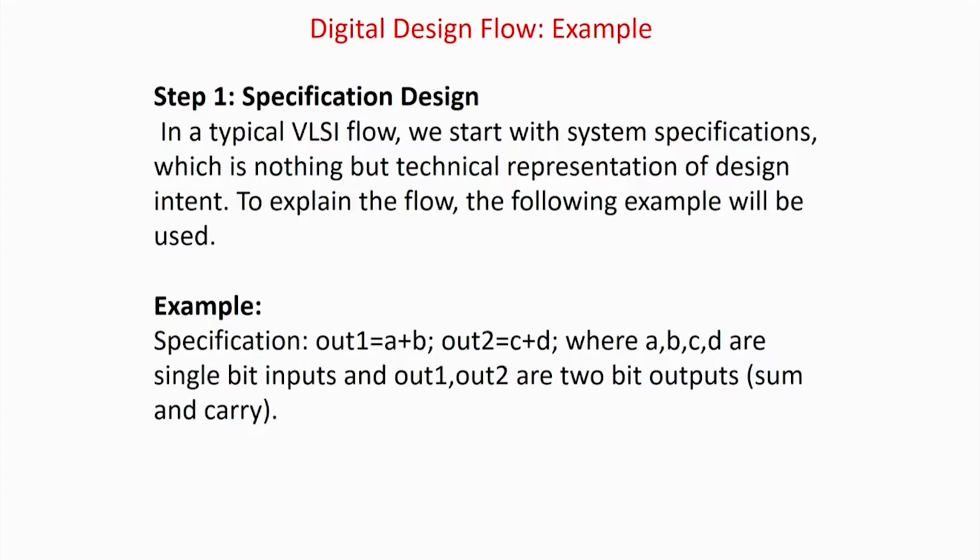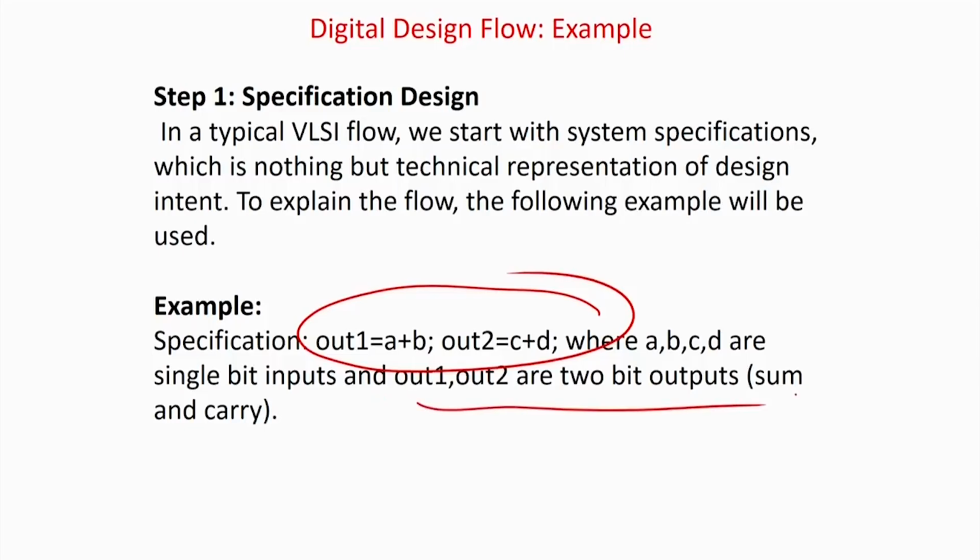It's a very simple example. We are taking two outputs, out 1 and out 2, which are A plus B and C plus D. The four inputs are single-bit inputs, and out 1 and out 2 are 2-bit outputs. Some specification has been given to you.